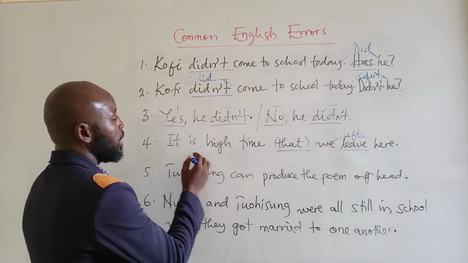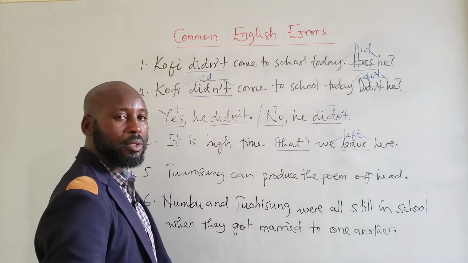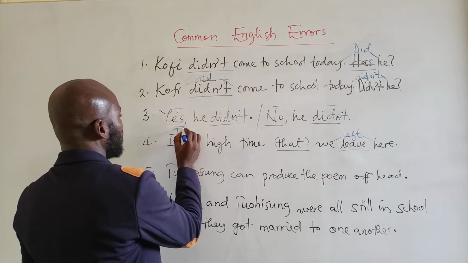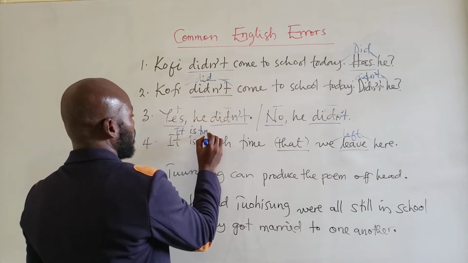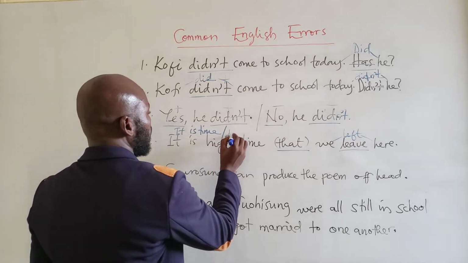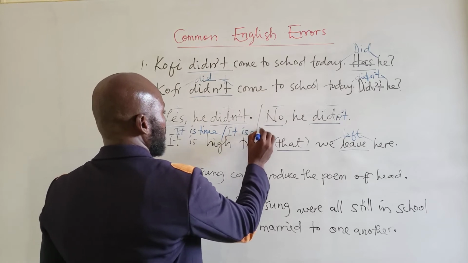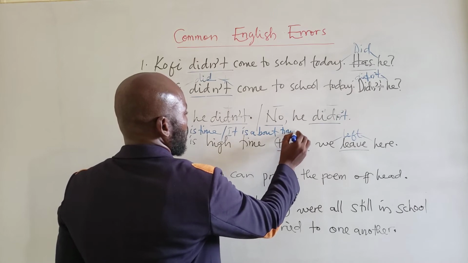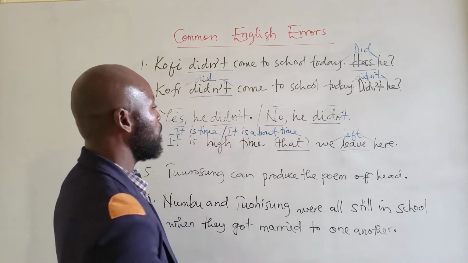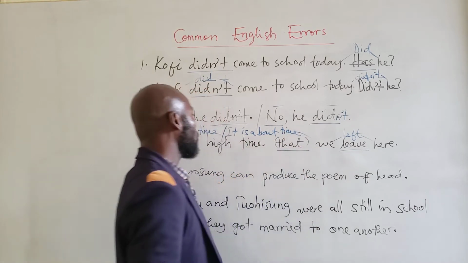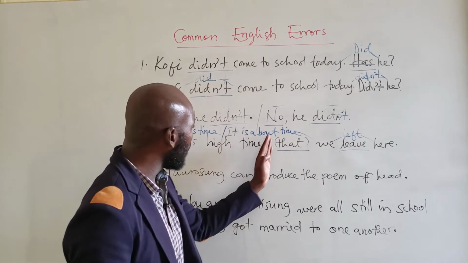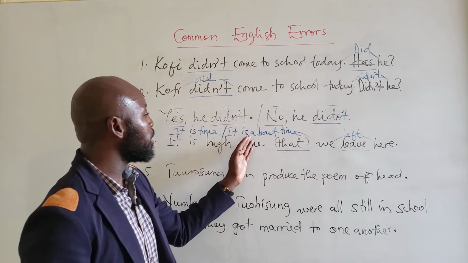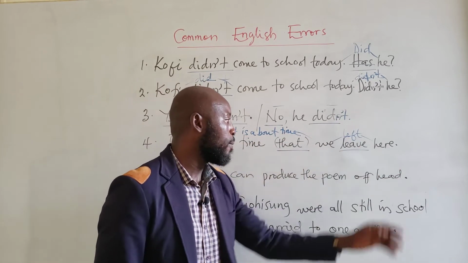And there are other expressions that can actually substitute this, and they are "it's time" and "it is about time". They all mean the same thing. So: it is high time we left here. It is time we left here. It is about time we left here.